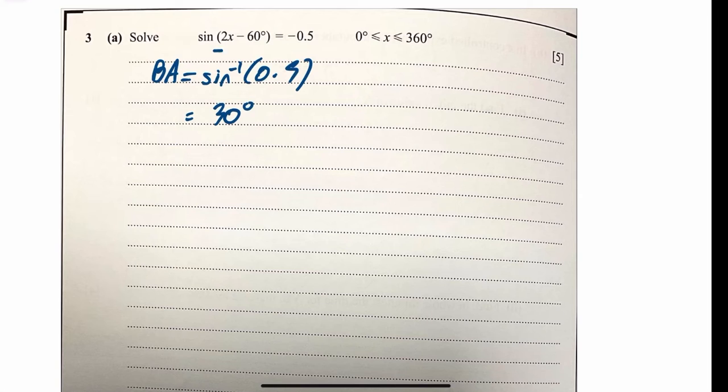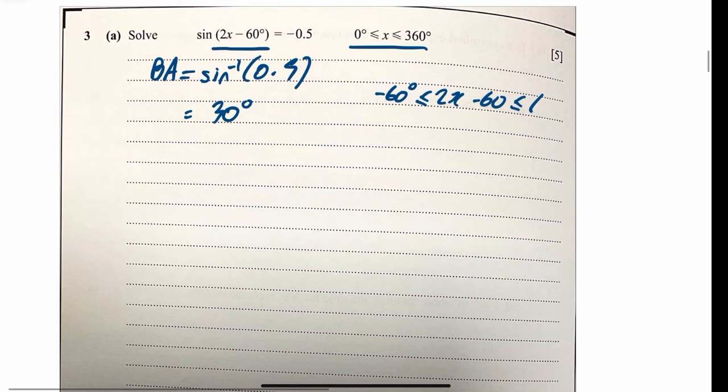Next thing you need to do is adjust your range. So it's not sine x, it is sine of 2x minus 60. So we're going to adjust this range over here. Multiply 0 by 2 and then take away 60. You're going to get minus 60 degrees is less than or equal to 2x minus 60. And multiply 360 by 2 gives you 720. Take away your 60 gives you 660. So we're looking to solve this between minus 60 and 660. So draw your CAST diagram.